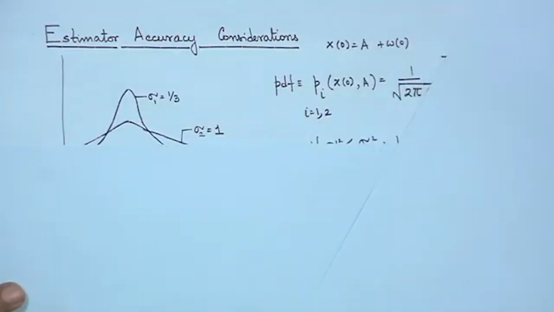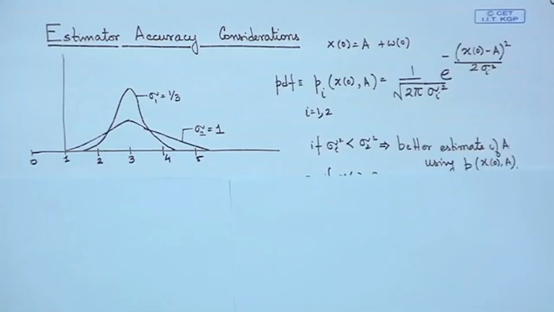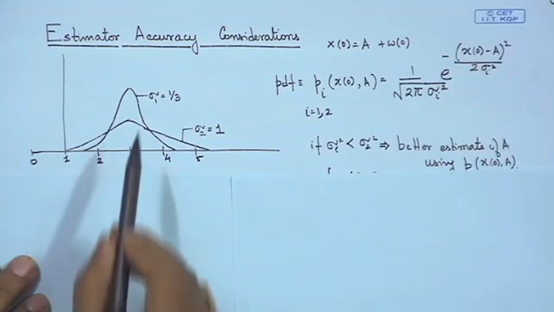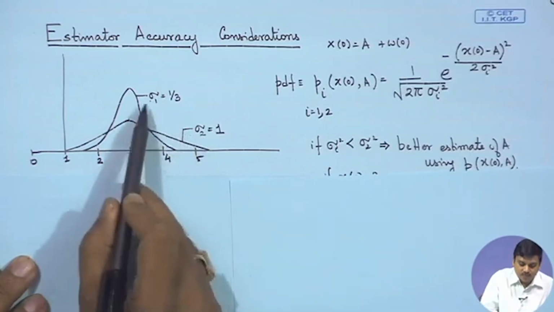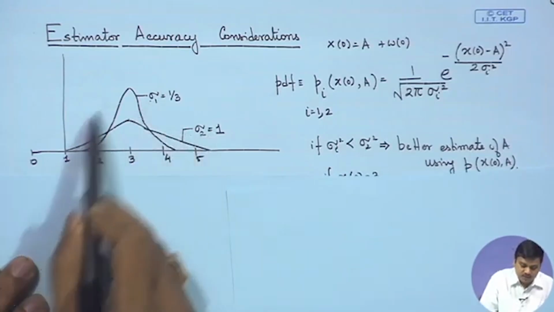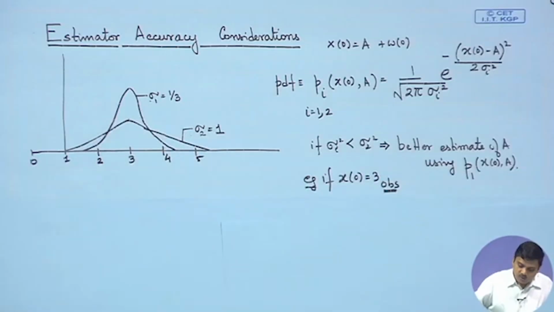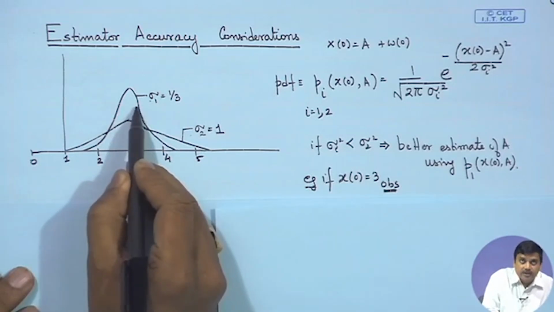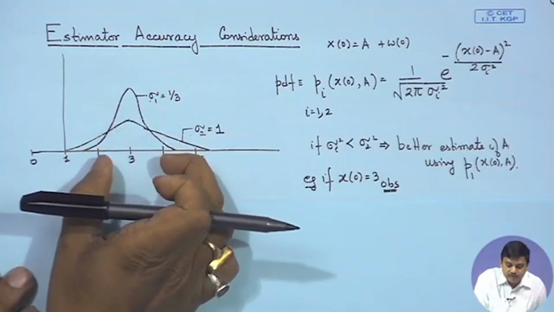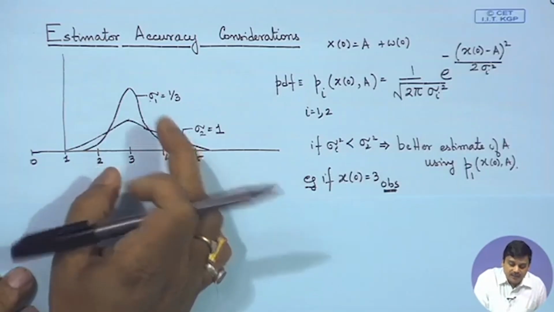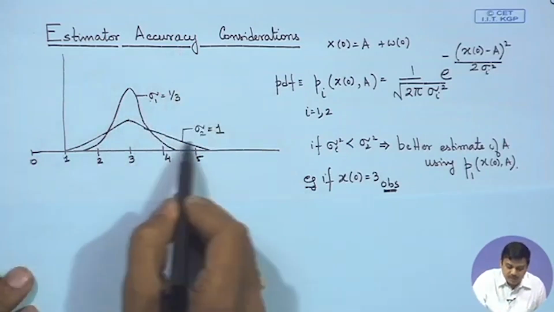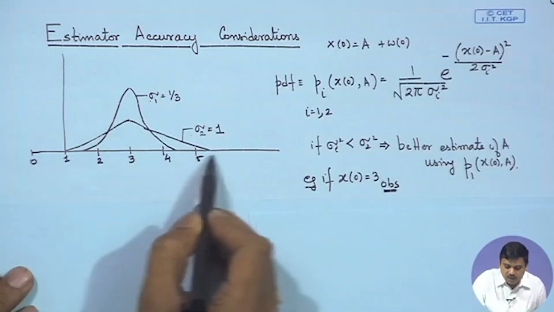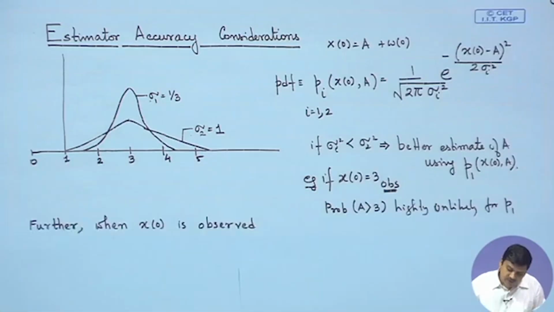Just a few notes before we are actually able to produce the estimator: if we consider PDFs with two different variances, one with 1/3, another with 1, this is just for representative sake. What we can observe is that the smaller the variance, that means the tighter the PDF, the better is the estimator accuracy, because if the PDF is spread larger, we cover a larger region in this axis. So, it is less accurate, that is what we can say.